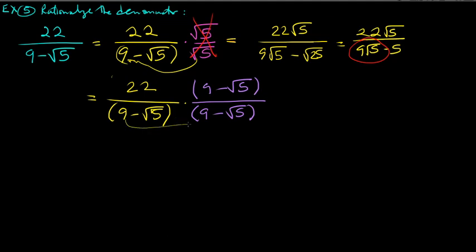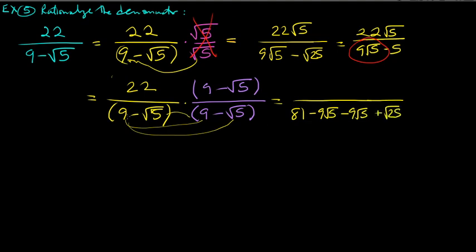When you FOIL the denominator, you get 9 times 9 is 81, so no problem there. Then you get the outside is minus 9 square root of 5, and then you get the inside is minus 9 square root of 5, right? And then you get positive square root of 25, right? Because that's the last terms. 5 times 5 is 25, right?